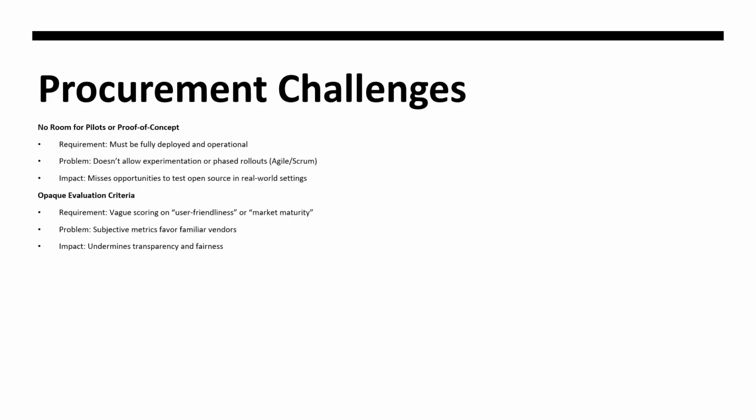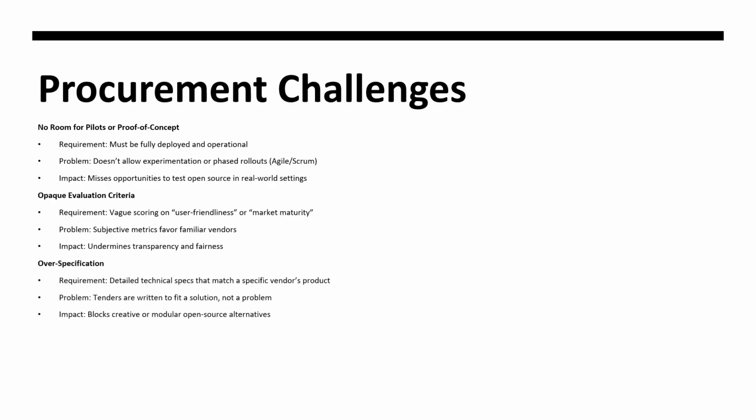Next, opaque evaluation criteria. Scoring on vague terms like user-friendliness or market maturity often favors familiar vendors. These subjective metrics undermine transparency and fairness, making it harder for open source bids to compete. We also see overspecification again. Technical specs are written to match a specific vendor's product, not the problem being solved. This locks out creative modular alternatives that could offer better long-term value.